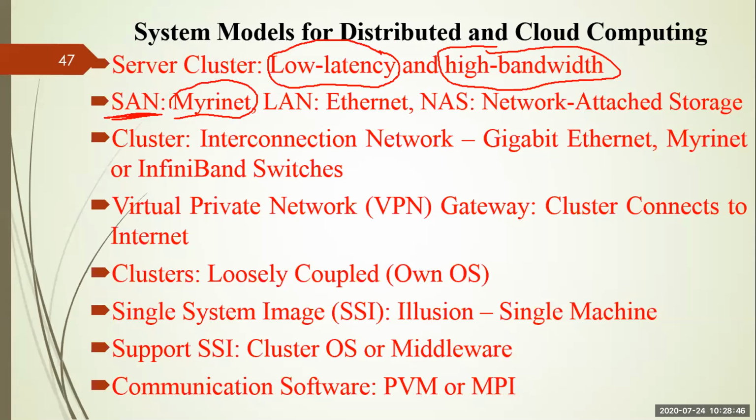Myrinet is an interconnection, like a LAN cable, right? In a LAN we are using Ethernet cable, or you can go for Fast Ethernet, or you can go for Gigabit Ethernet. The only difference between Ethernet, Fast Ethernet, and Gigabit Ethernet is their speed, right? Whatever wire you are using to connect various computer systems, their speed is different.